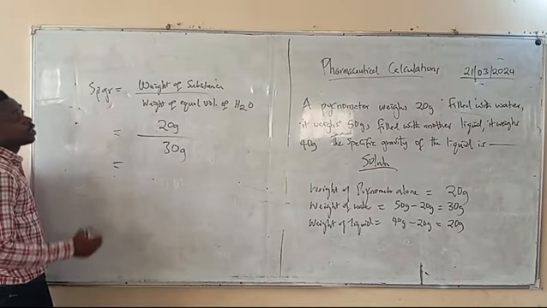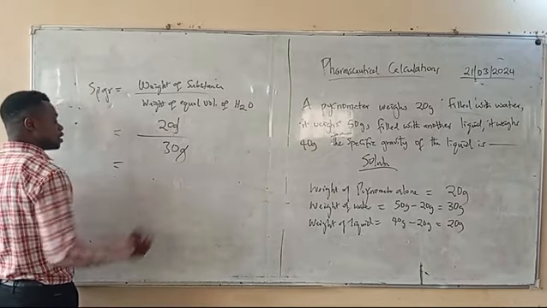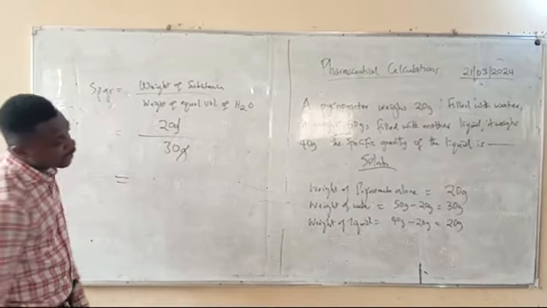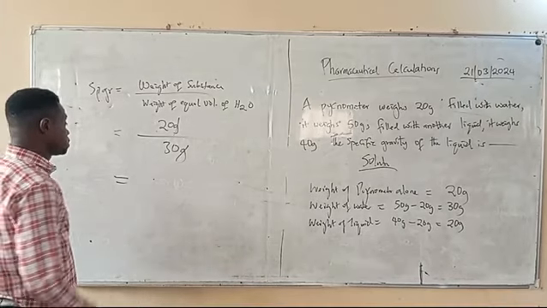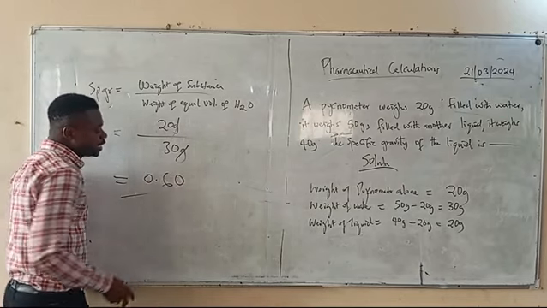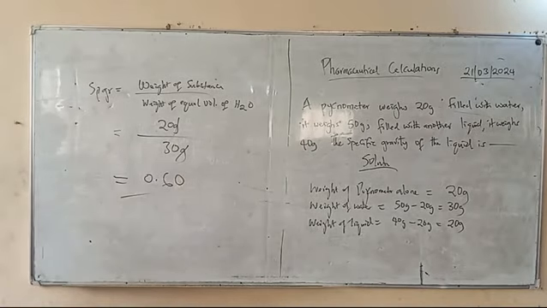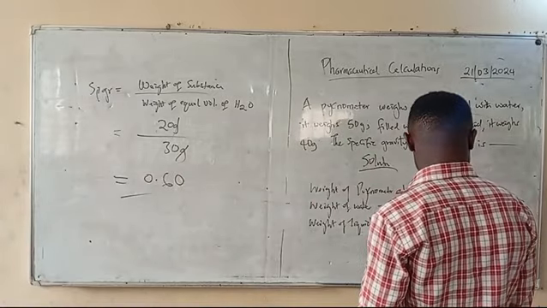So now, what is this? What is the answer? 0.6. 0. Point what? 60. This is the specific gravity of what? This substance, okay? It is 0. Point what? 6. Wait. Just wait.